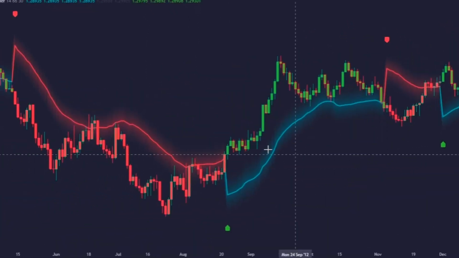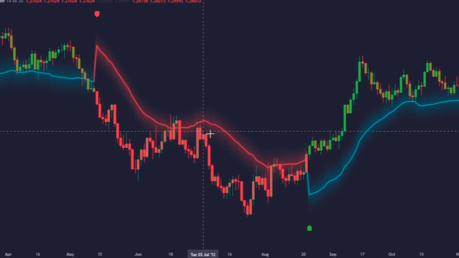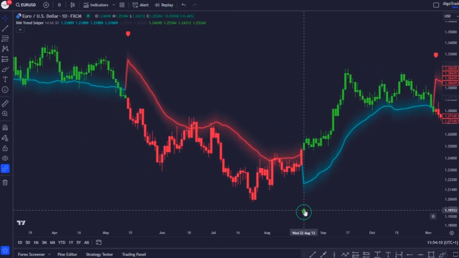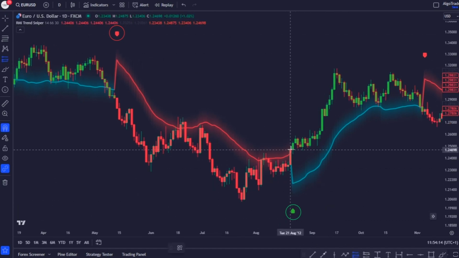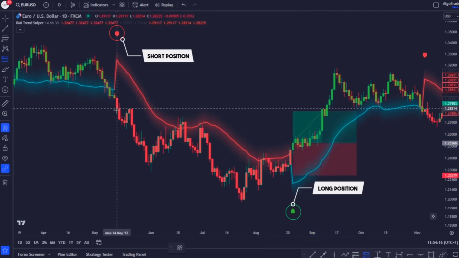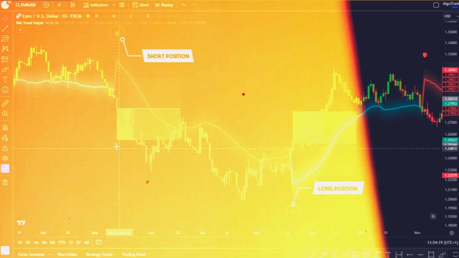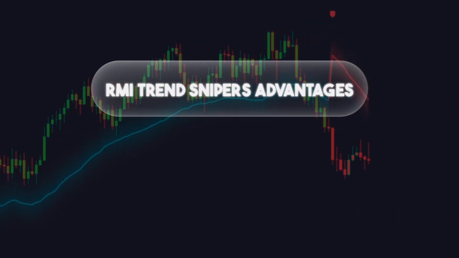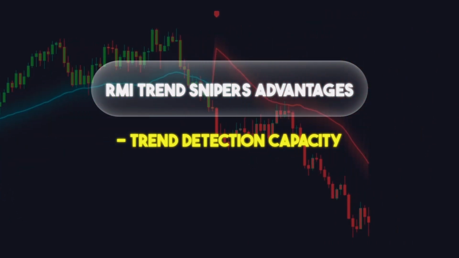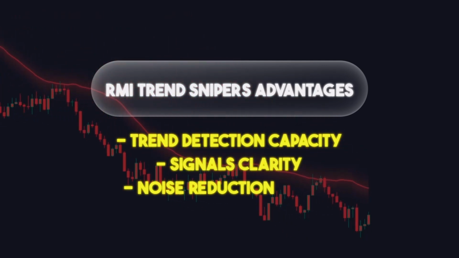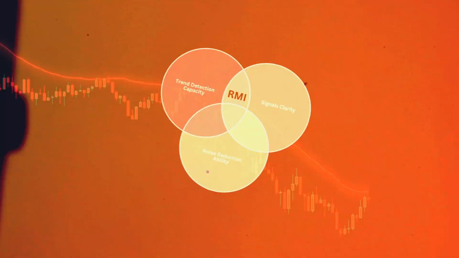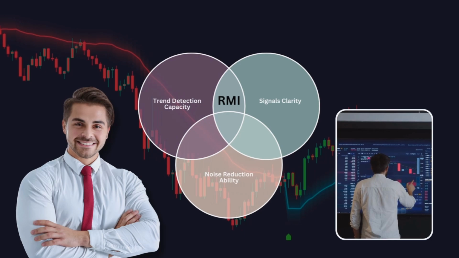As you can see, this indicator is plotted on your charts as a line, giving you these green and red flags to identify possible entry signals. Green flags for long positions and red flags for short positions. Some of the RMI Trend Sniper's main advantages are its trend detection capacity, its signals clarity, and its noise reduction ability, three components that can help traders in entering in the market at the best possible time.